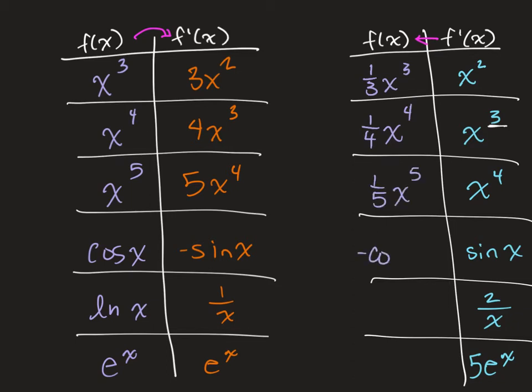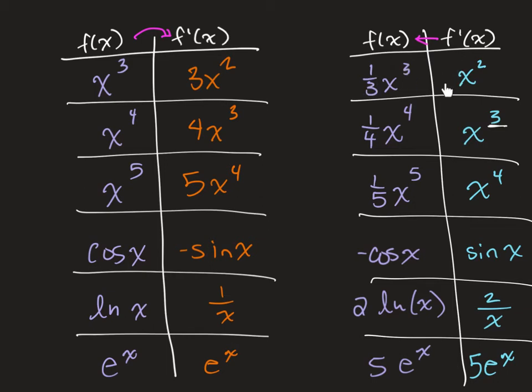Sine would be negative cosine. 2 over x would be 2 times the natural log of x, and this would be 5e to the x. All of these are part of your formula packet, and you can definitely look in there, but start thinking to yourself, okay, why is this? And a good way to check if you've gone backwards correctly is to go forwards again. So 3 times 1/3, oh hey, that's a 1.